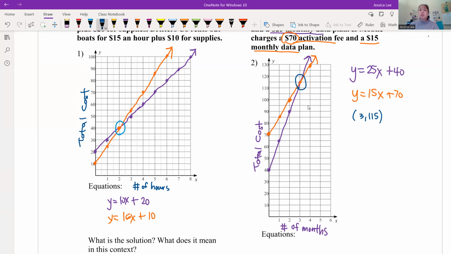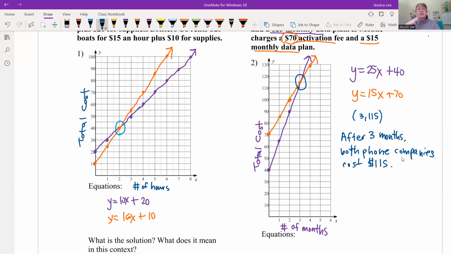So if I only needed this plan for 3 months, it doesn't matter which one I'm going to use because they both cost the same amount, right? So I'll say after 3 months, both phone companies cost $115, right?